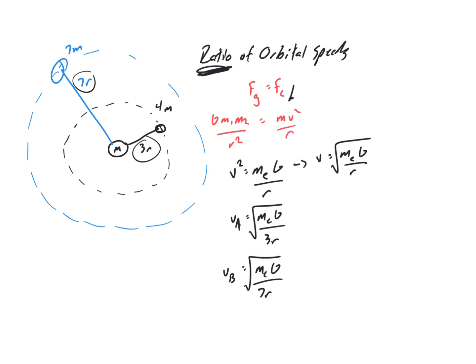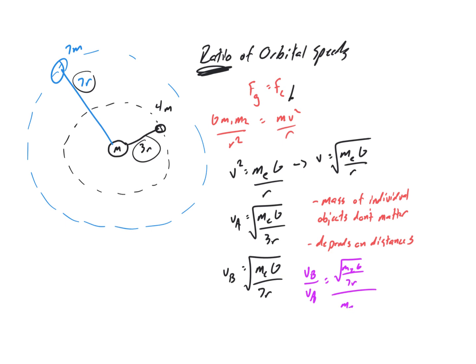A couple of really important things to note here. One, the mass of the individual objects doesn't seem to matter. When we did our satellite equation, those masses dropped out, leaving us only with the thing providing the gravitational force. The other big thing is it looks like it depends completely on the distances. That's really interesting. The way we want to end up solving this is, let's say we want the ratio of the velocity of B to the velocity of A. When we look at this, we have the square root of MEG over 7R over the square root of MEG over 3R. We end up getting a ratio of the square root of 7 to the square root of 3 when everything starts dropping out.